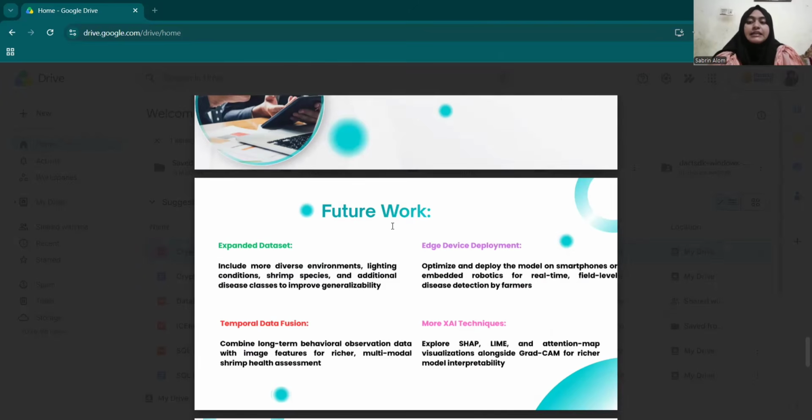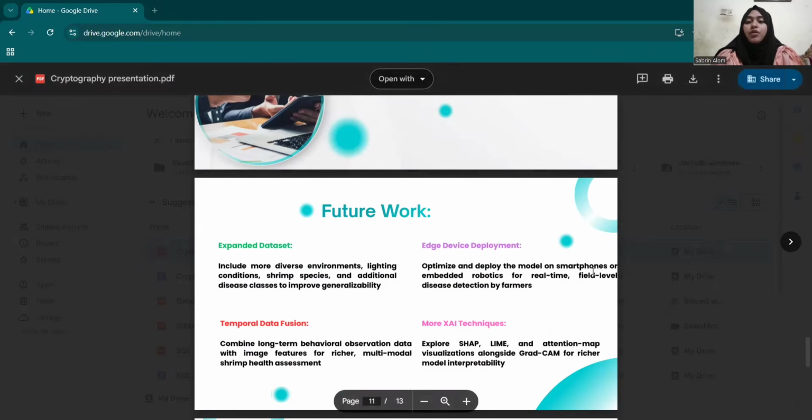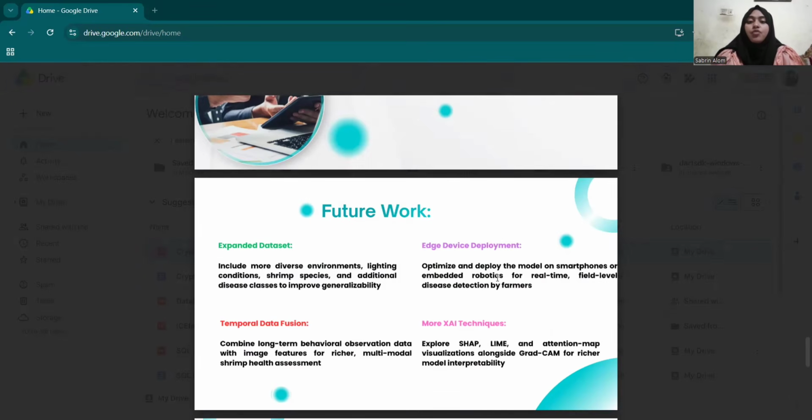The second one is edge device development. Optimize and deploy the model on smartphones or embedded robotics for real-time field level disease detection by farmers. They actually want to say optimize the model so it can run on a smartphone, a small device that a farmer can carry easily to the fish pond and use immediately.